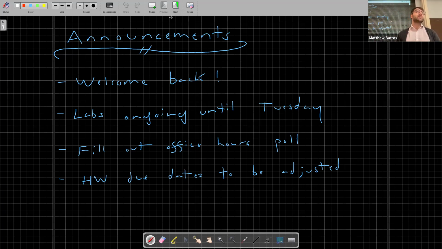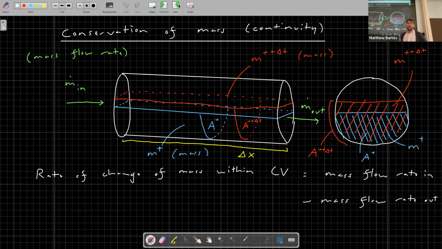So we talked about the conservation of mass and the conservation of momentum, and I went through a derivation of the conservation of mass for a control volume of fluid. So conservation of mass basically states in plain English that the rate of change of mass within a fluid control volume is equal to the mass flow rate in minus the mass flow rate out. So we took a look at this concept mathematically for a conduit that may be flowing partially full, that may fill or empty over time.